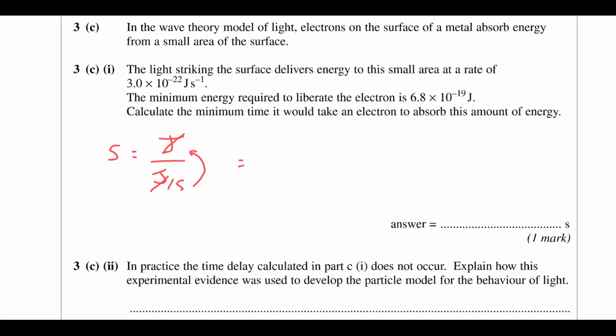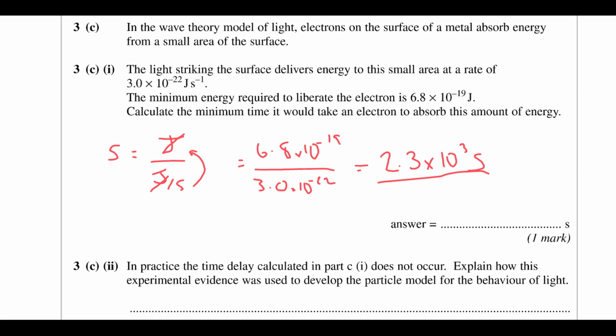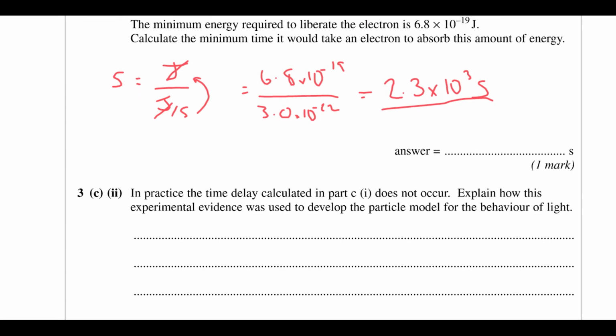So what is that? We need 6.8 times 10 to the minus 19 divided by 3 times 10 to the minus 22. And if we put that in the calculator, we get 2.3 times 10 to the 3 seconds. So a long period of time, but a time nonetheless.